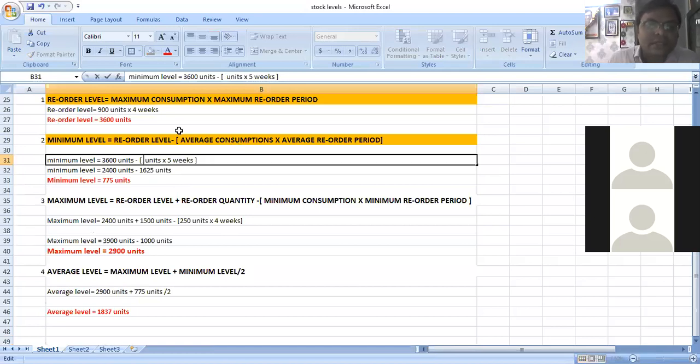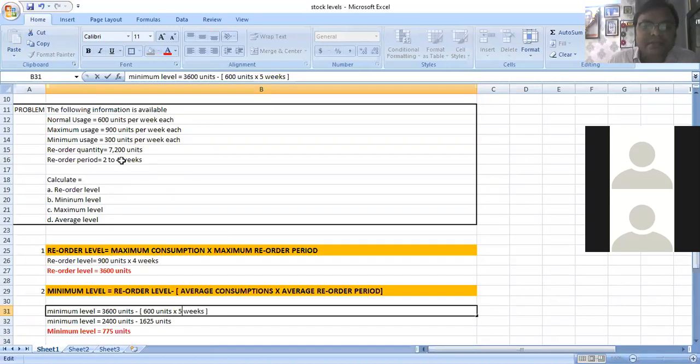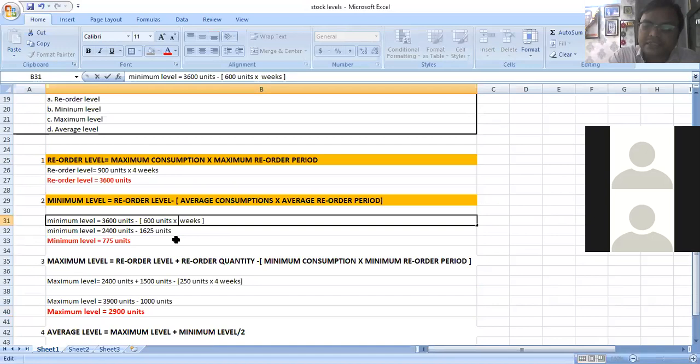600 units. And what is the average period? Average period is nothing but 2 is a minimum, 4 is a maximum. 2 plus 4, that is 6, divided by 2, that is 3. Therefore, the average reorder period is 3.